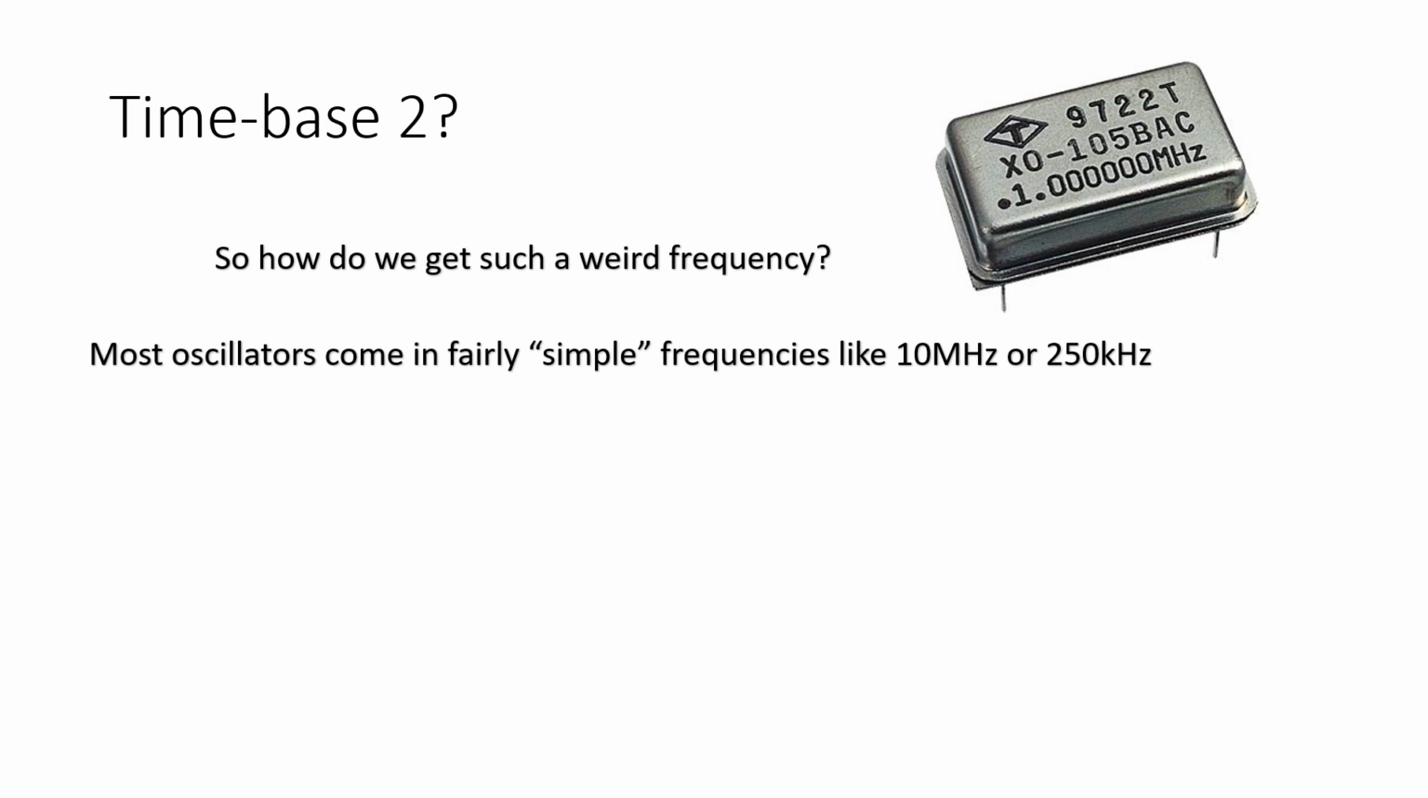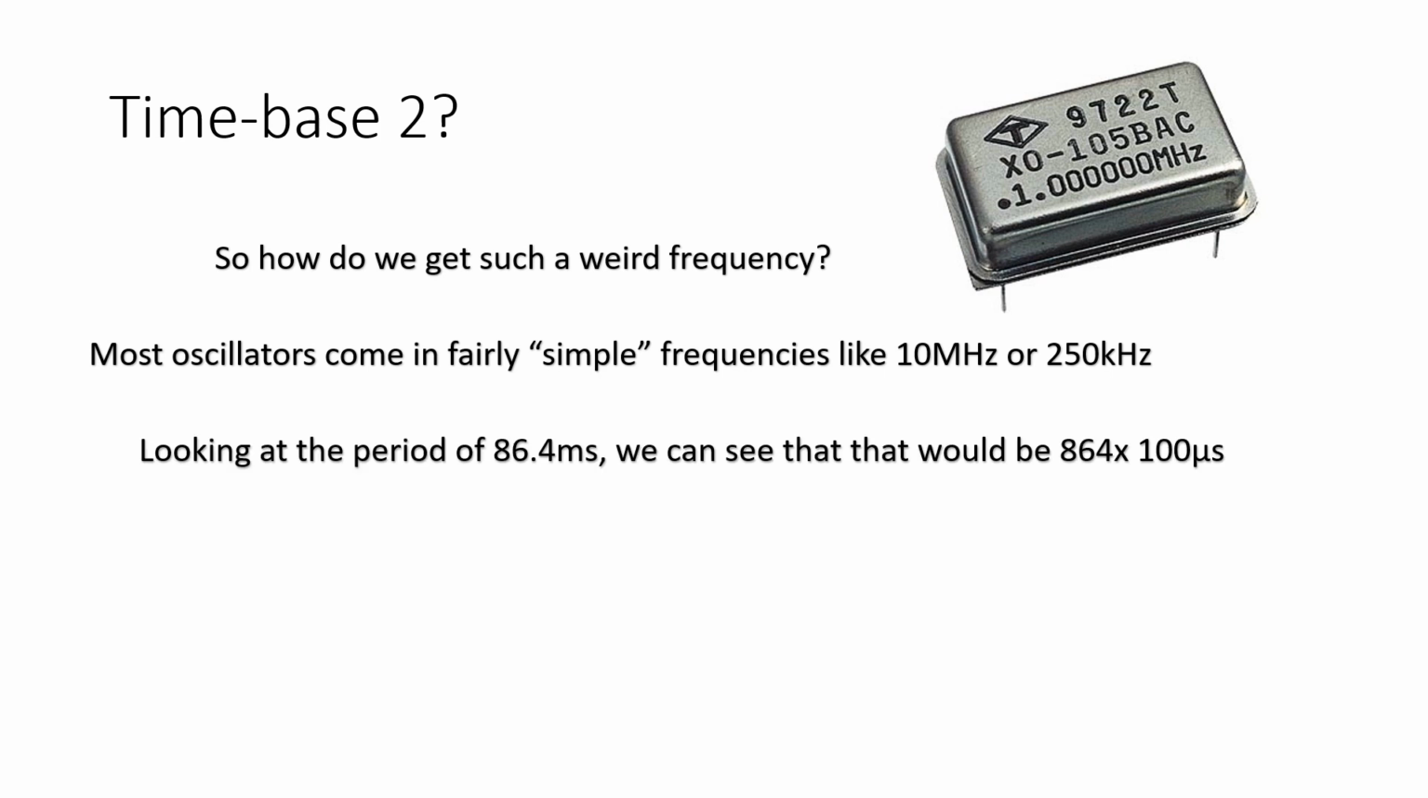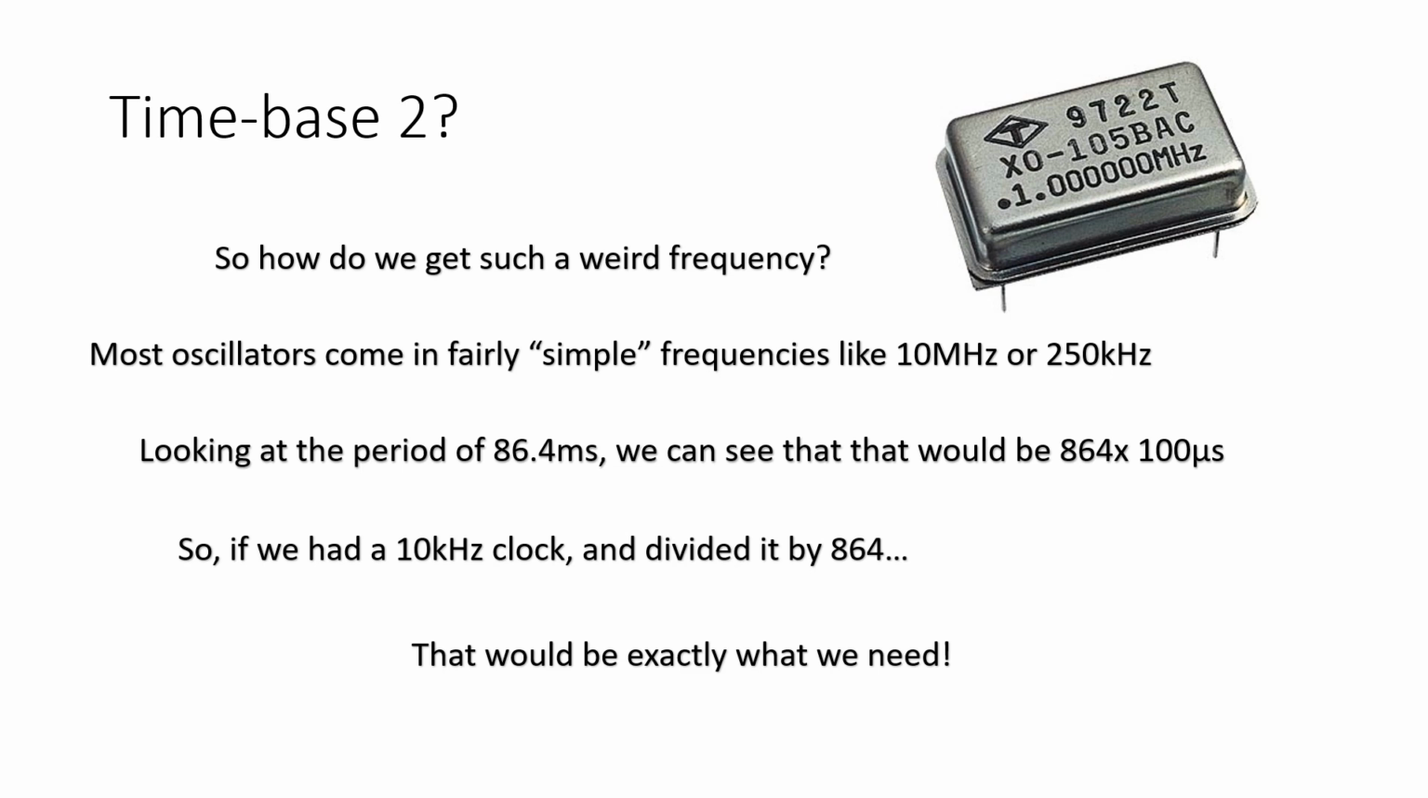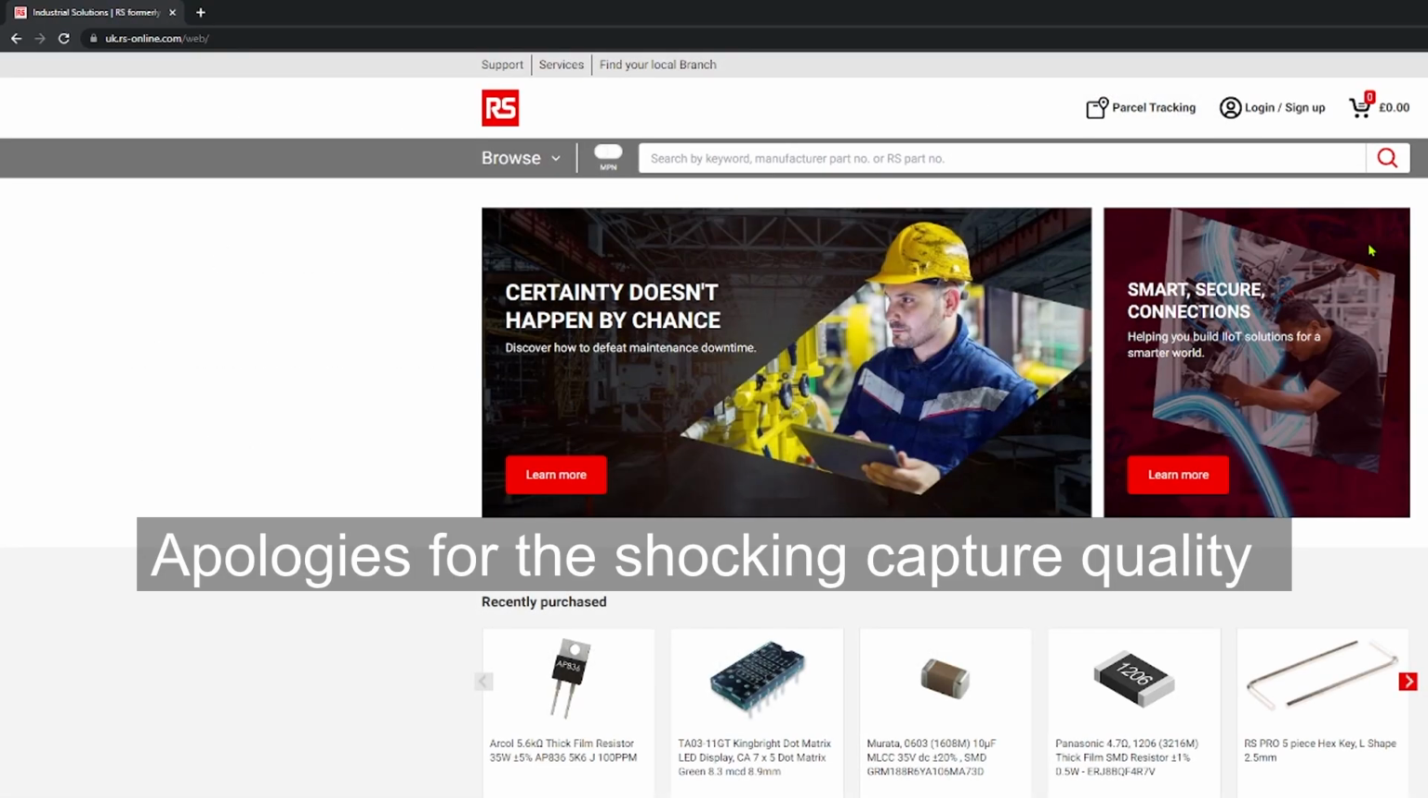Looking at the period that we've calculated of 86.4 milliseconds, we can see a simple way to get that would be to have a clock with a period of 100 microseconds and then simply count 864 periods of that clock. A clock with a 100 microsecond period would be of a frequency of 10 kilohertz, so that's what we need. So let's have a look online for 10 kilohertz oscillators.